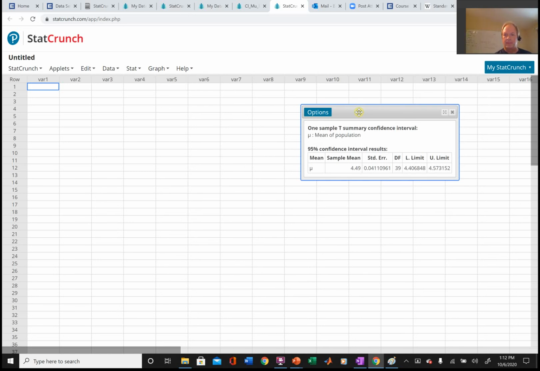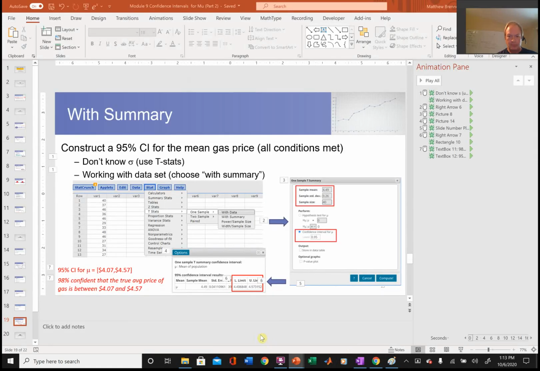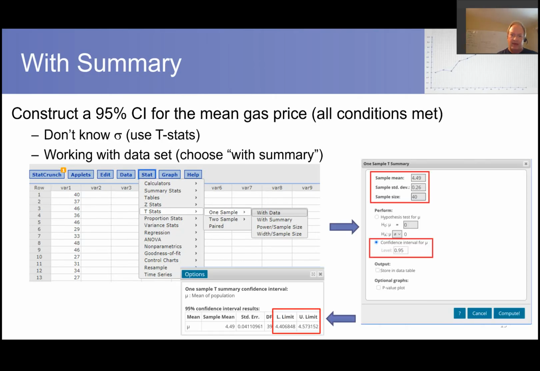Notice it doesn't give you the critical value. It gives you the standard error. This is S divided by the square root of N. It doesn't even give you the sample standard deviation, which is kind of interesting, and it doesn't give you the sample size. So it leaves out a lot of information, even though you entered it and you already know it. It does leave out some stuff that would be kind of nice. And sure enough, we get exactly those values that we have here on the PowerPoint.